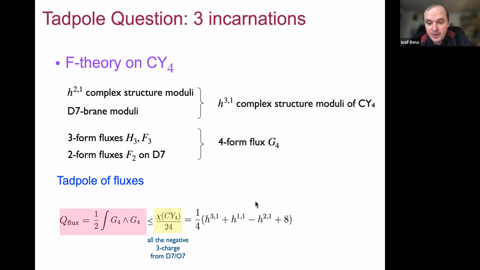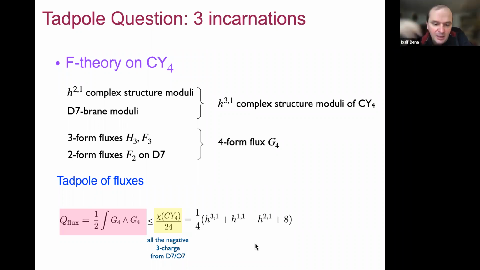And this number grows with h^{3,1} like this. So you can see that if the Q of the fluxes is bigger than 1, if the coefficient here is bigger than 1/4, then there's a problem. There's a problem with all flux compactifications, supersymmetric or not, AdS or flat space or anything. If you want to stabilize all the complex structure moduli, again, this is step 1.